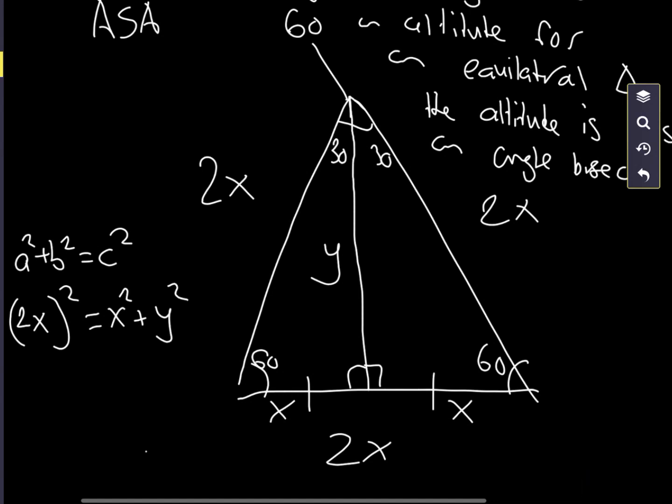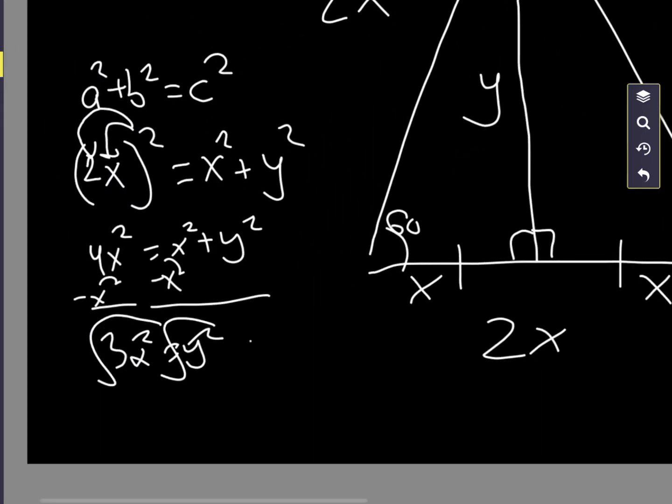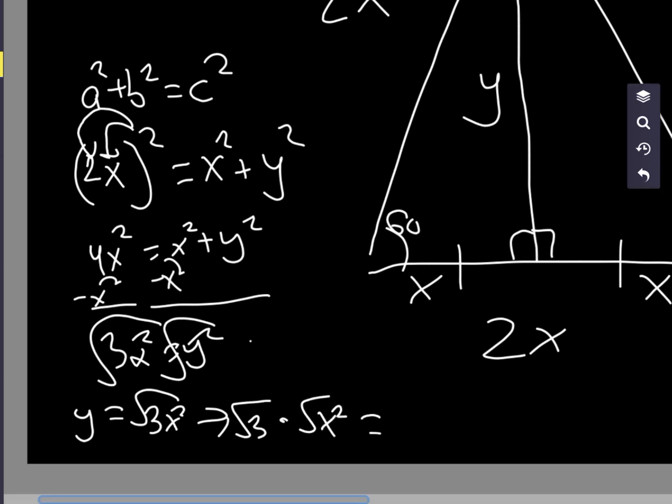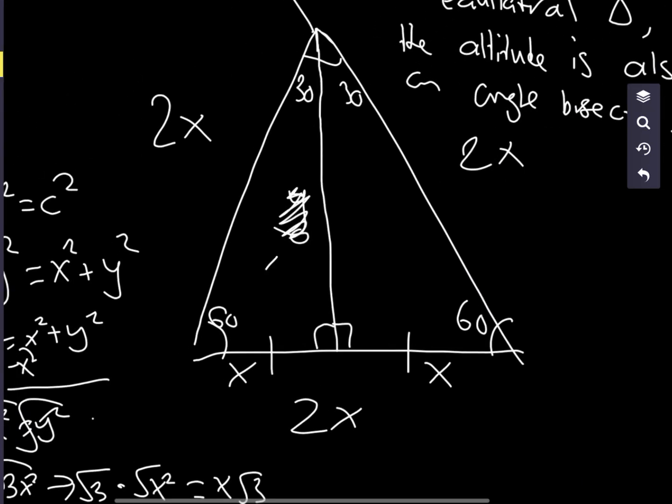So y squared. Well, this, you can think about it as distributing the exponent to the 2 and the x. So it's just going to be 4x squared equals x squared plus y squared. And if you subtract x squared from both sides, you get 3x squared equals y squared. And then if you take the square root of both sides, you're going to get y equals square root of 3x squared. And this is just going to be radical 3 times x, which is just going to be equal to x radical 3. So y equals x radical 3.